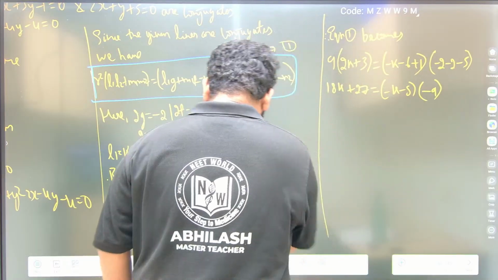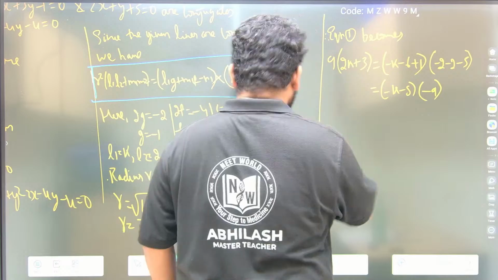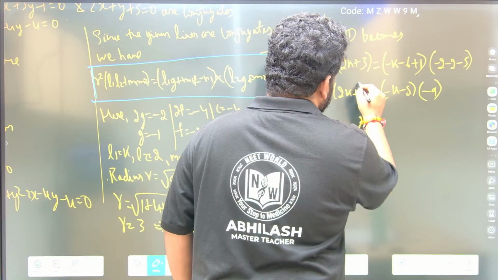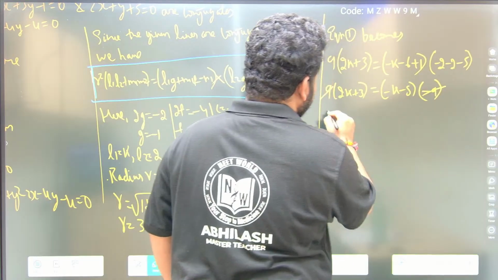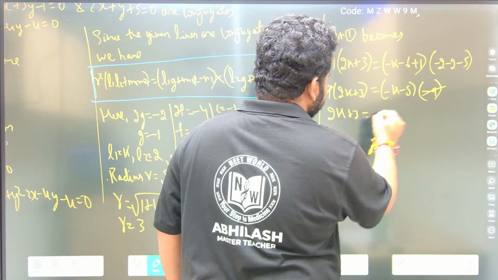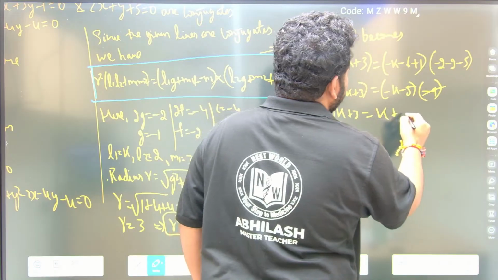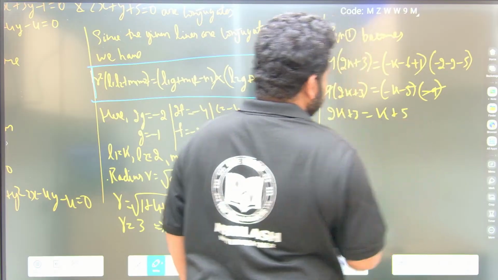Otherwise here I could have written just like this. I would have kept it as it is. So this will become 9 into 2K plus 3. Now this 9 and this 9 I can cancel. I'll have 2K plus 3 is equal to, if I multiply, minus K plus 5. K plus 5 I'll have.